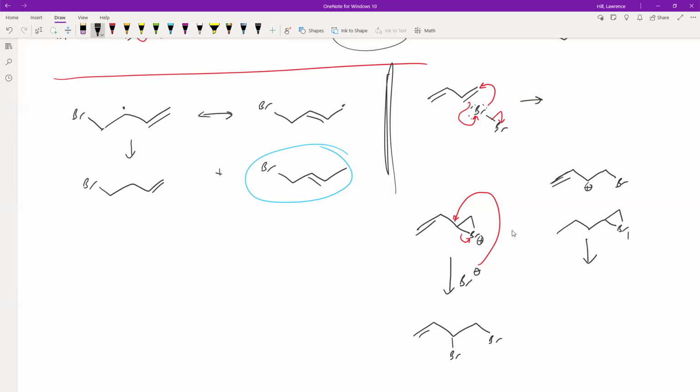Alternatively, we can have that SN2 prime like mechanism. So we'll go ahead and get rid of this for now because we're just thinking about that. And so here we have bromide again attacking. But if instead of attacking this carbon, the second carbon of this molecule, what did I do wrong here? I did something wrong. I added too many carbon atoms. That's what I did wrong.